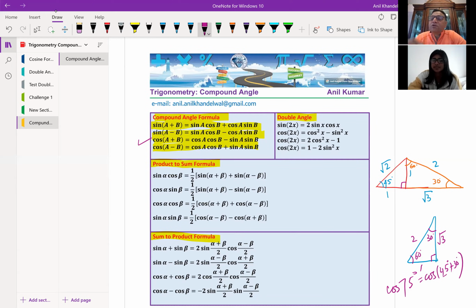Do the combinations of all these angles. For example, we could also do 45 minus 30. So we get cos of 15, or sine of 15 for that matter. If I want to find sine of 15 degrees, I could say this is sine of 45 minus 30 degrees, correct? And I can use the sine A minus B formula to find this exact value. You get the idea?